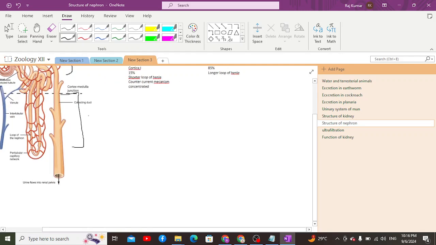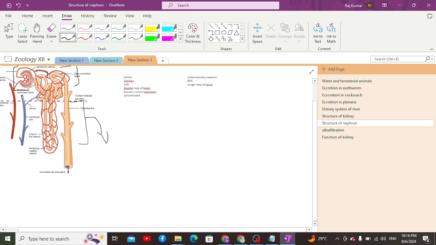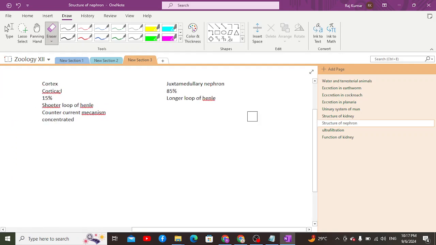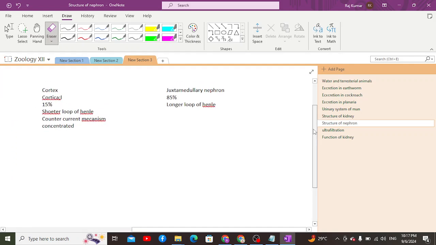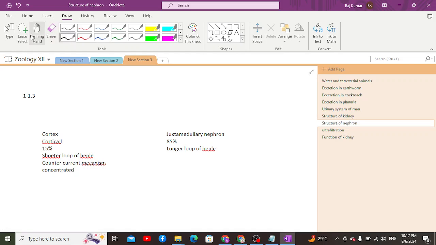So when it comes to the collecting duct as well as the loop of Henle, both of these lie in the medullary region in the juxtamedullary nephron, while the rest of the structures, such as PCT, DCT, and renal corpuscle, all three of these structures are present in the cortical region.